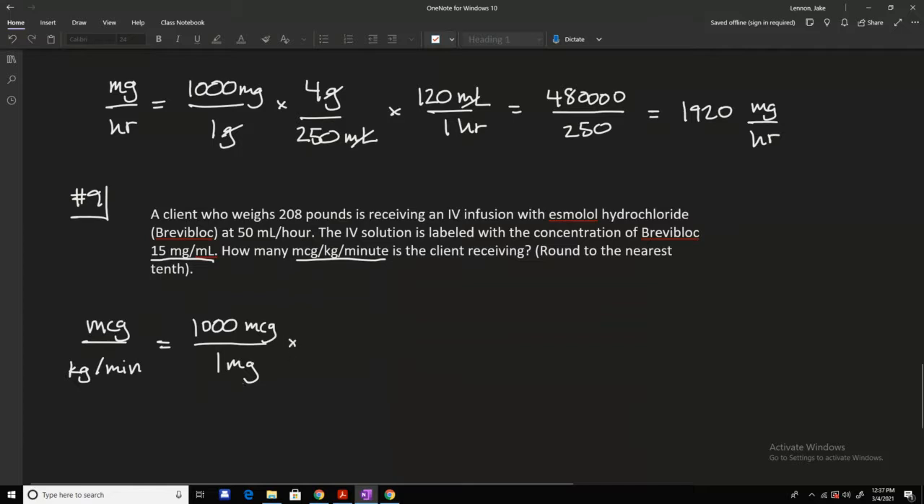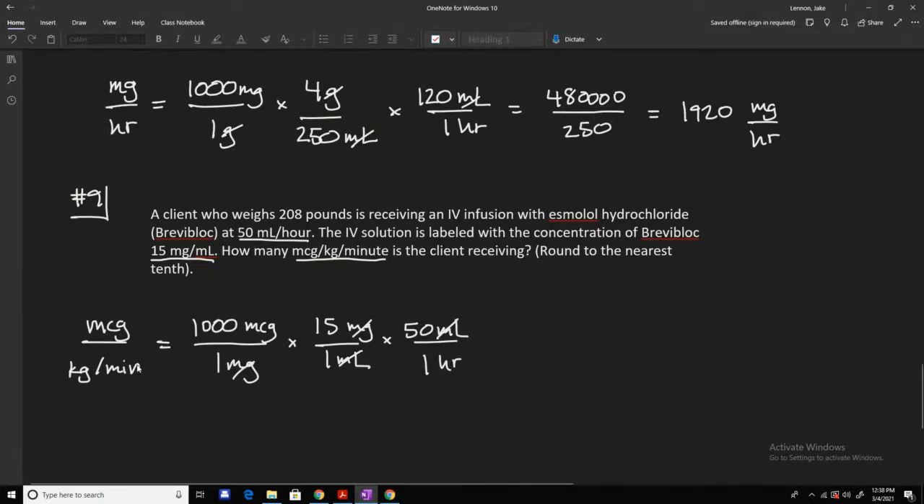And then I can use the number from the problem, the 15 milligrams over the 1 milliliter, to ensure that my milligrams are canceled. Now I'm just focused on canceling milliliters. So I see milliliters right here, 50 milliliters per hour. So I do 50 mLs over 1 hour. So now those are gone. So I'm currently sitting with units of micrograms per hour.